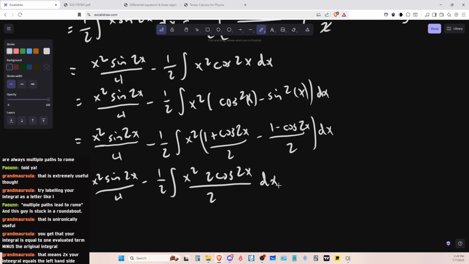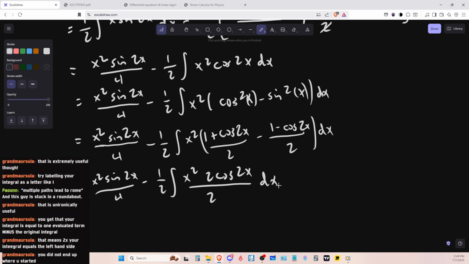It is unironically useful. You get that your integral is equal to one evaluated term minus the original integral. That means 2x your integral on the left hand side. You might be onto something.